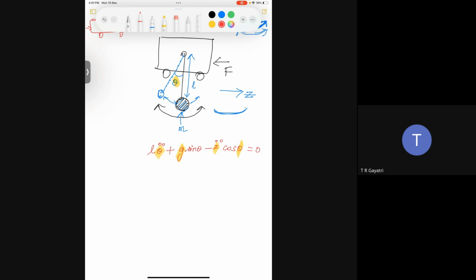So if theta is position, let me ask this: if x is position, what do we call x dot?